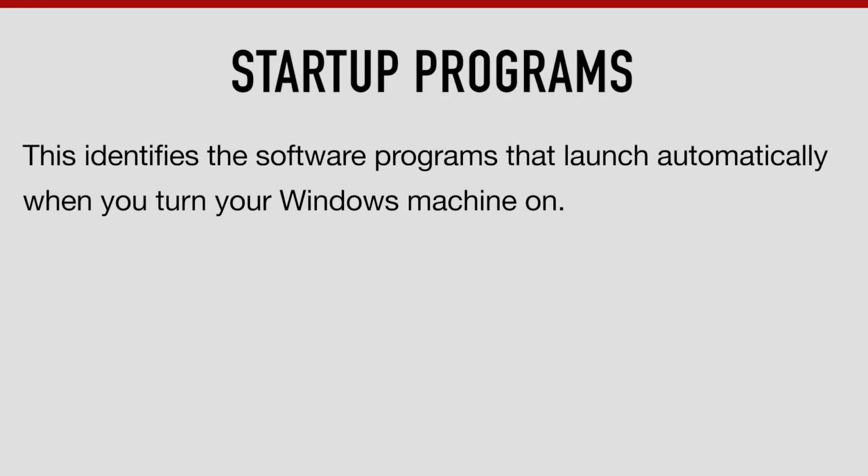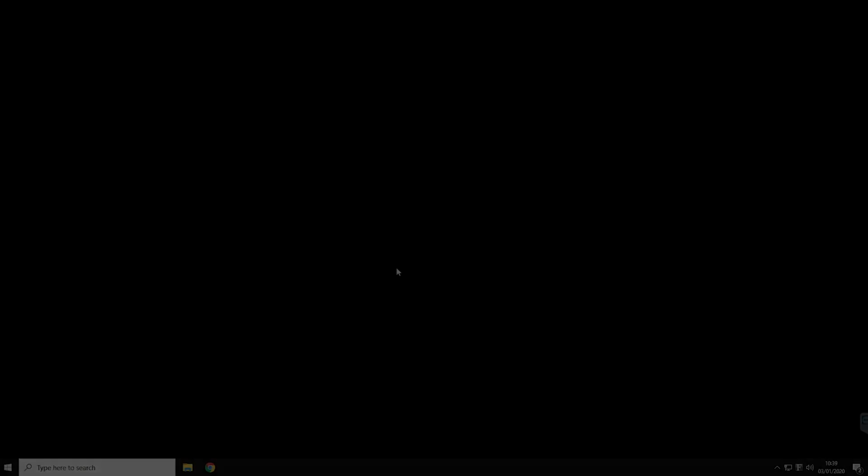Step 3, disable startup programs. Startup programs is a good way of identifying the software programs that launch automatically when you turn your Windows machine on. The more programs you have, the longer it takes to start up, and you may have unwanted applications running in the background whilst using your audio applications.